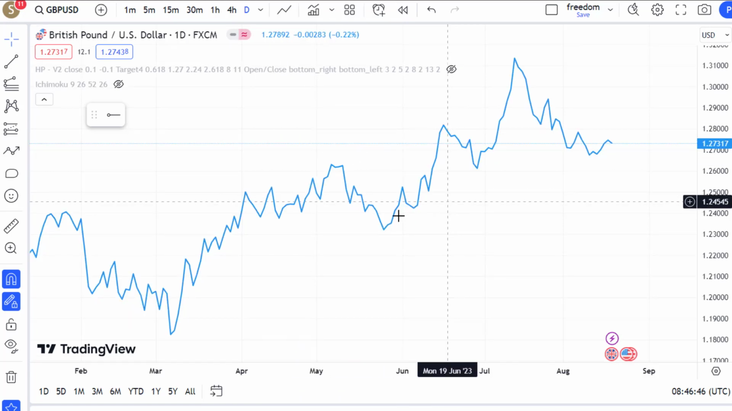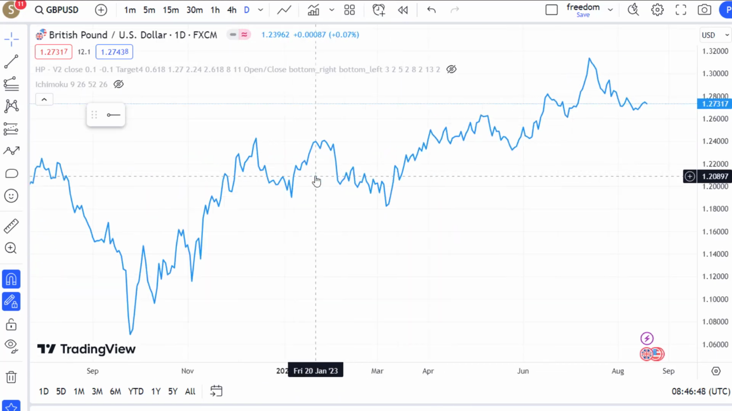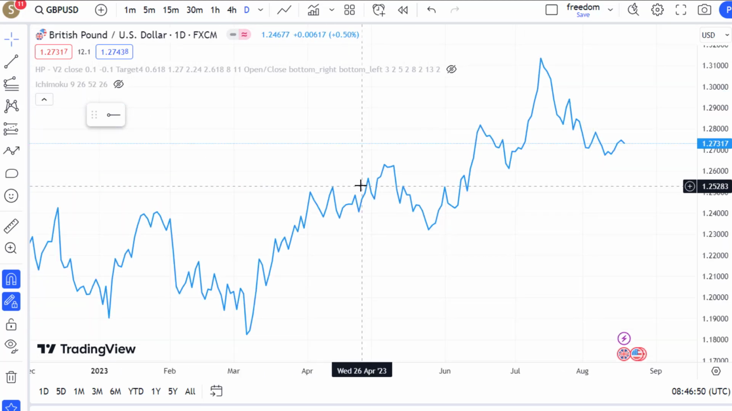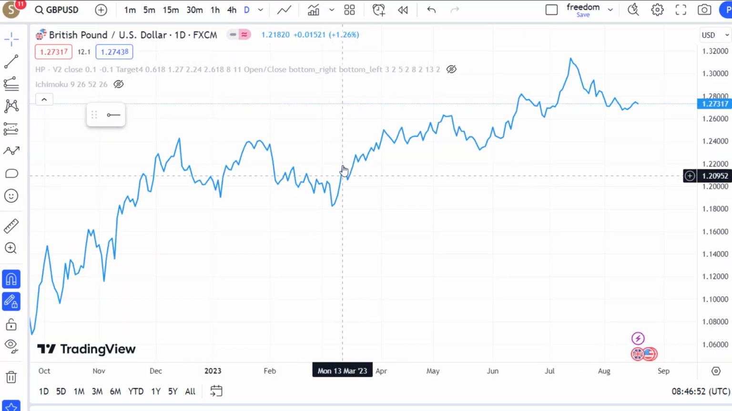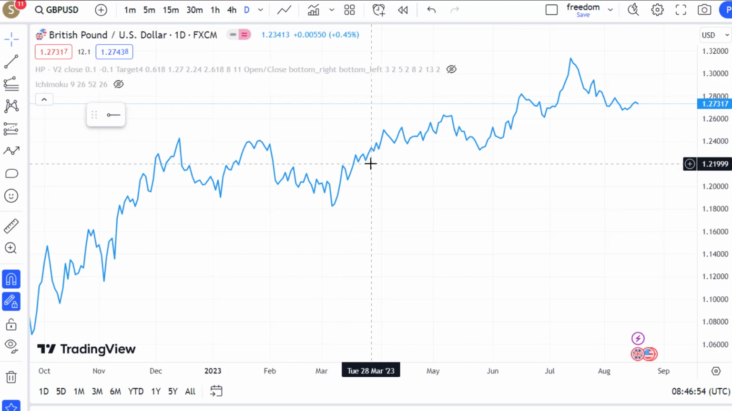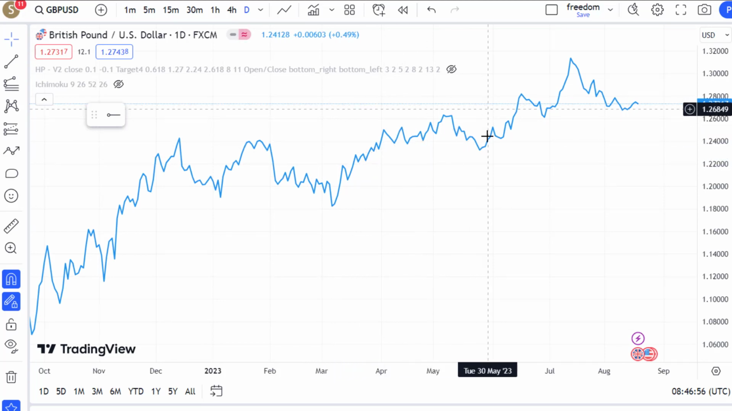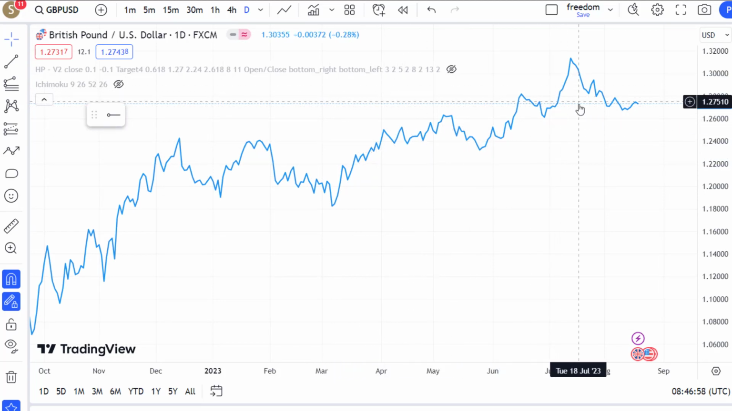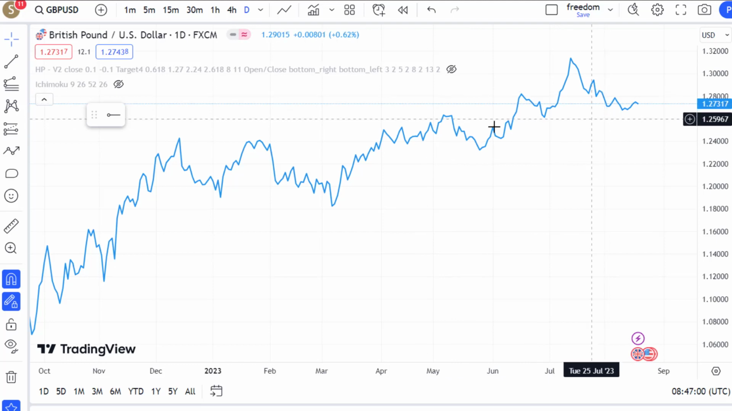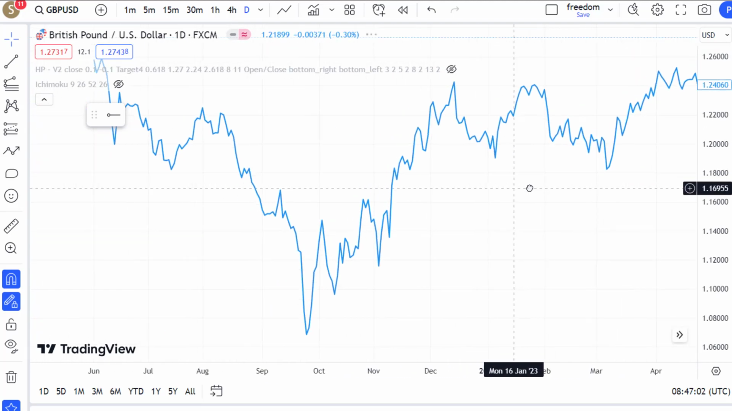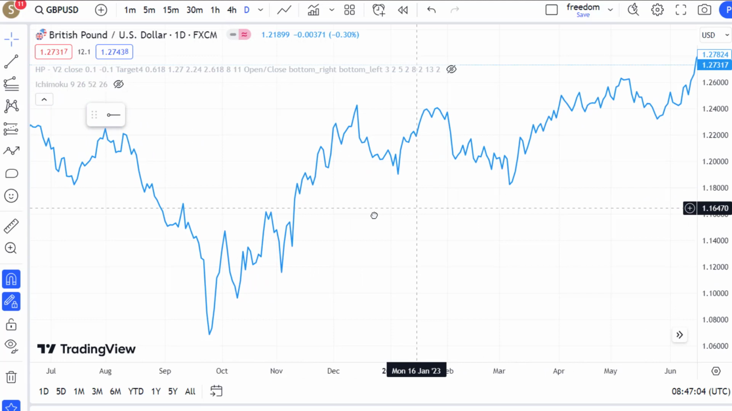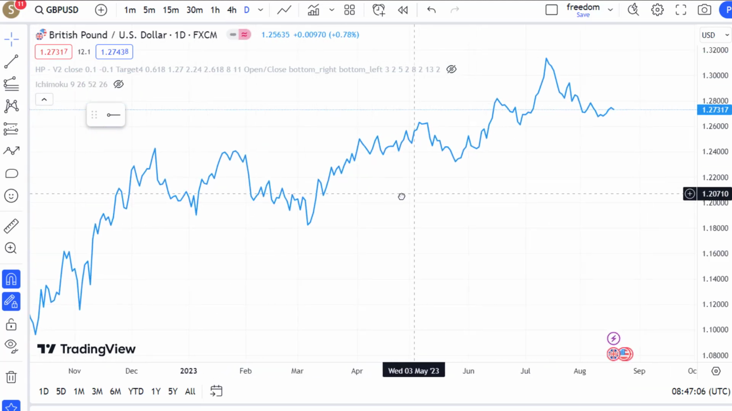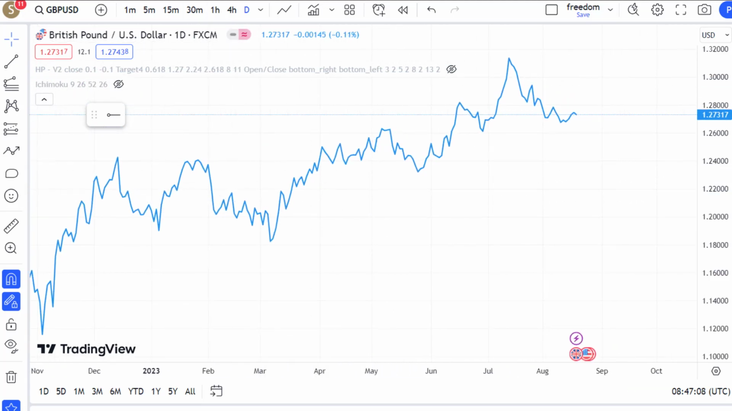1. Line chart. A line chart is the simplest form of chart, depicting the closing prices of an asset over a specific time period. Each closing price is connected by a line, forming a continuous line that represents the price trend. While line charts provide a basic overview of price movement, they lack detailed information about highs, lows, and opening prices.